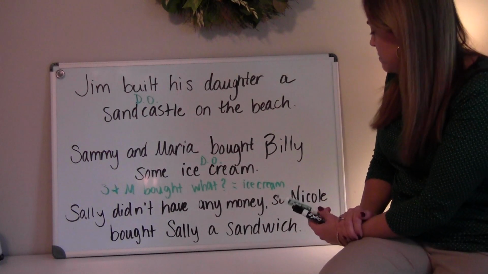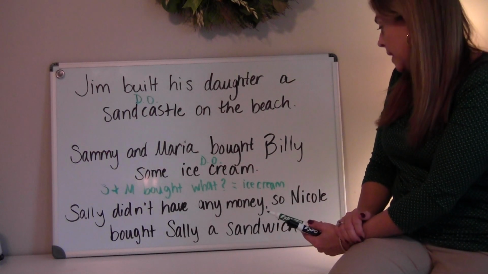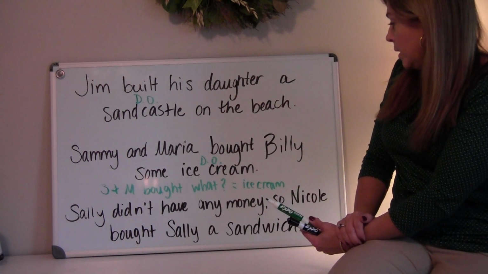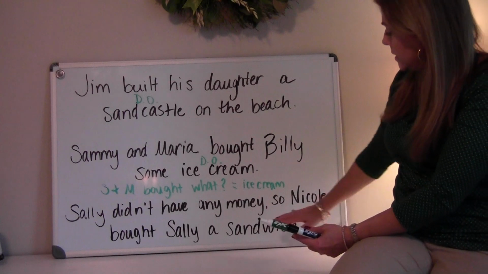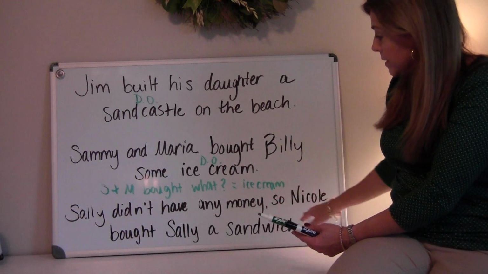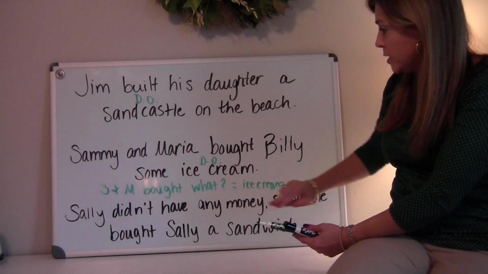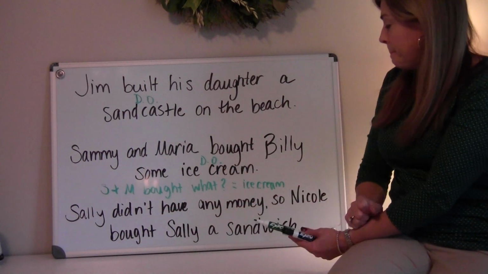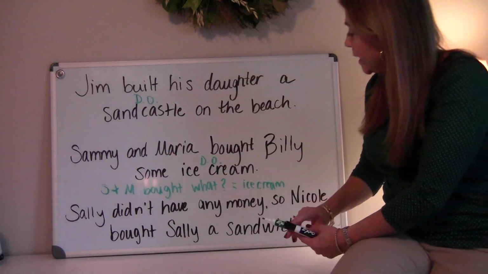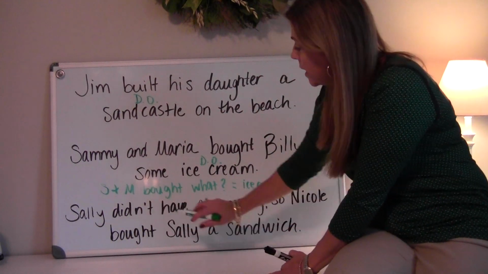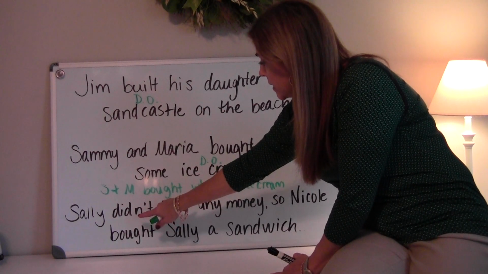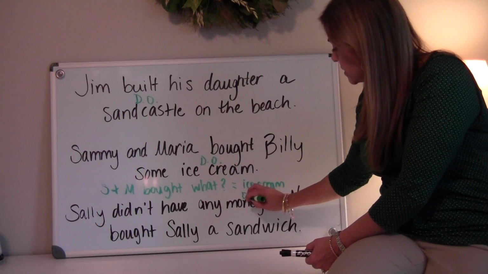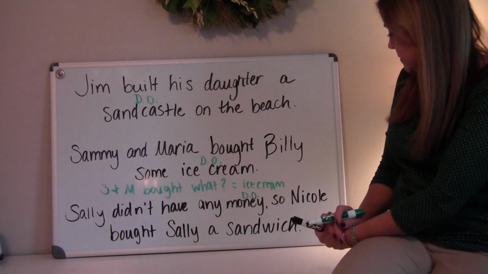Sally didn't have any money, so Nicole bought Sally a sandwich. My first part of my sentence, because this is a compound sentence, we have 2 independent clauses. Sally didn't have any money. In this one, I find did have, and I say Sally did have what? And it's money. So this is the direct object for this clause.